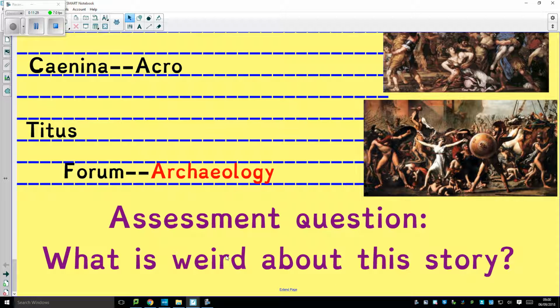So what is weird about it? The Romans told this story. And what's weird about this? It's a story that doesn't make the Romans look good. Kidnapping and raping their neighbours is not normally a story you want to tell people. So it's quite unusual, and therefore we think, well, you know what? Something like this may have happened.